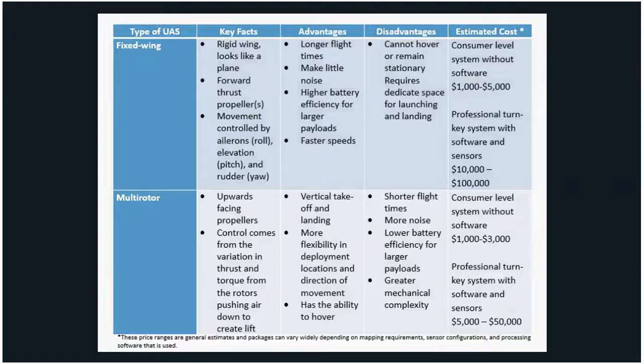Thanks. All right, so this is my last slide. This is a matrix I put together showing some of the pros and cons of fixed wing versus multi-rotor, and some of the estimated costs. The fixed wing has longer flight times. You can cover more area, but it does require a larger area for landing. With the multi-rotor, you can have vertical takeoff and landing, but they are developing fixed wings that have vertical takeoff.